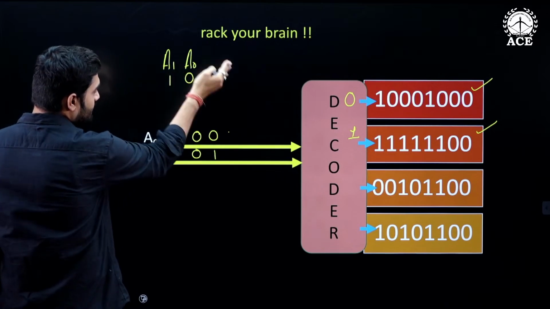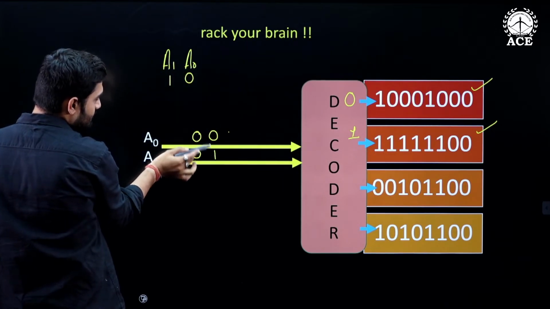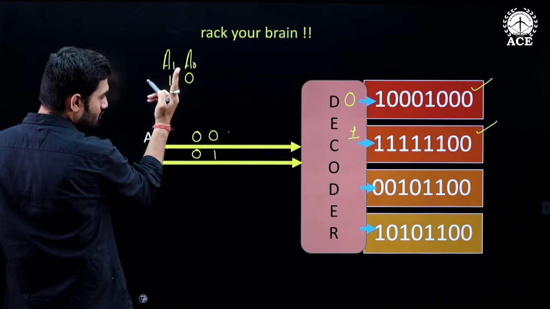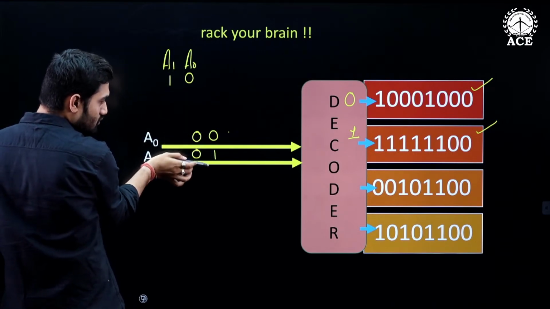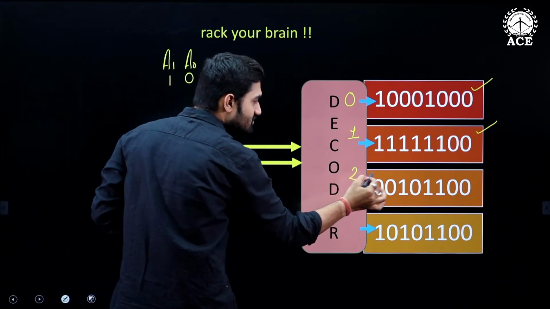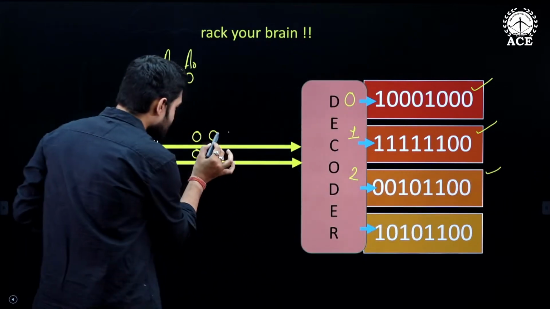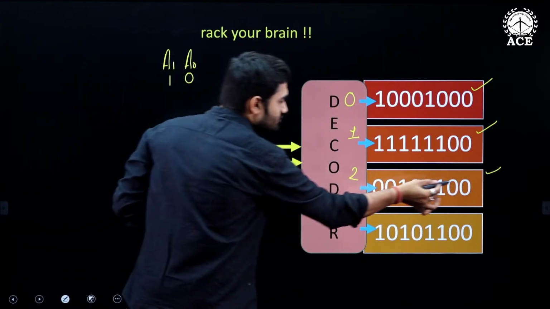How will you write A0 on the LSB? I have written here 0, 1, 0, 1. 0, 1 means what? 2. The moment I am giving 2, that means this particular location is going to be addressed. With this binary format, this location is going to be addressed.